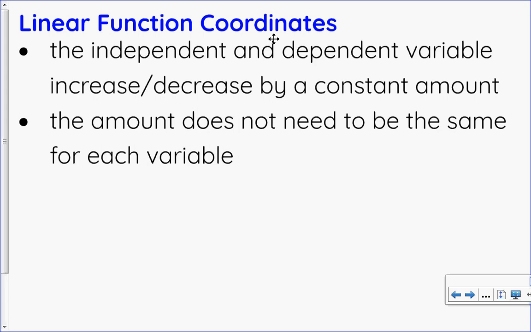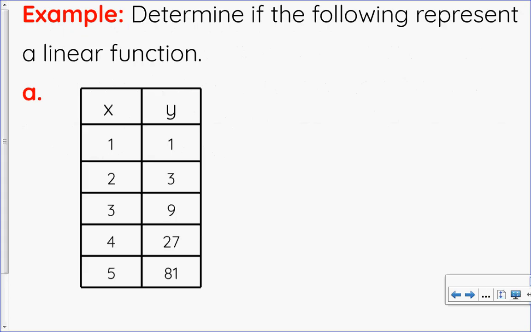Linear function coordinates: the independent and dependent variables increase or decrease by a constant. That means the same amount. Now the amount doesn't have to be the same increase for the independent variable as it does for the dependent variable, as long as it's consistent within each variable. Let's look at an example.